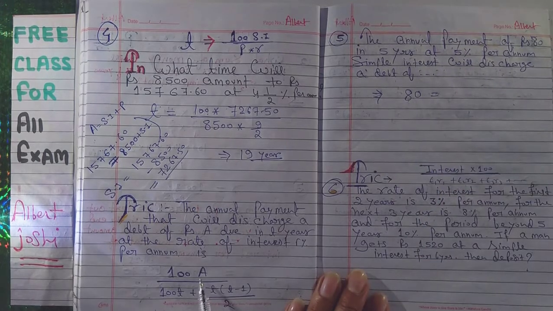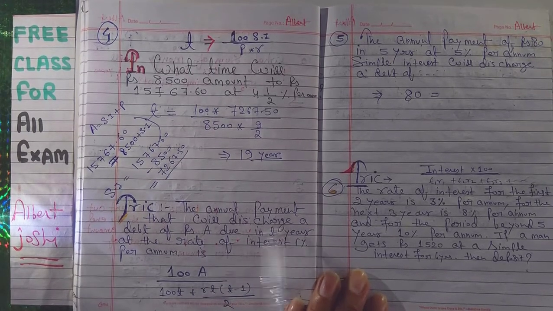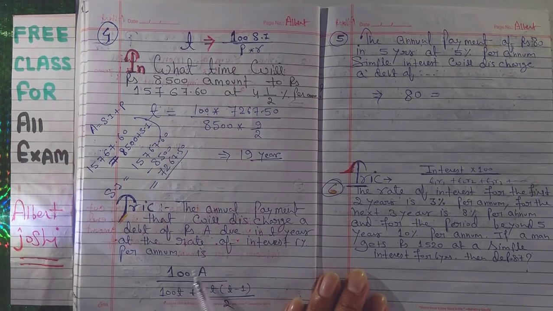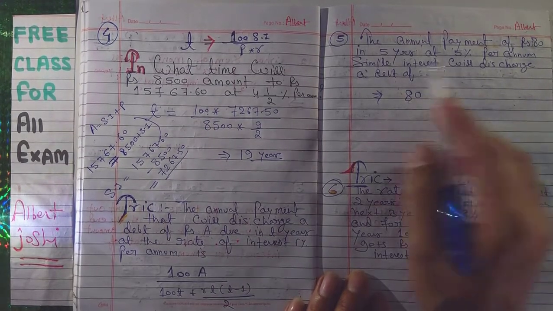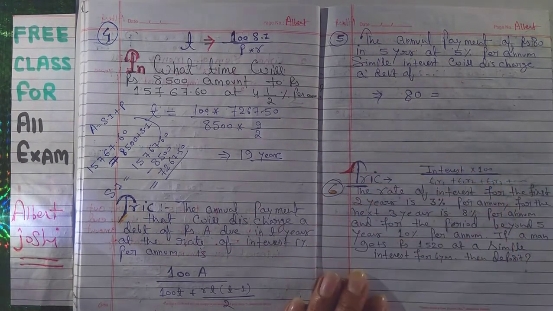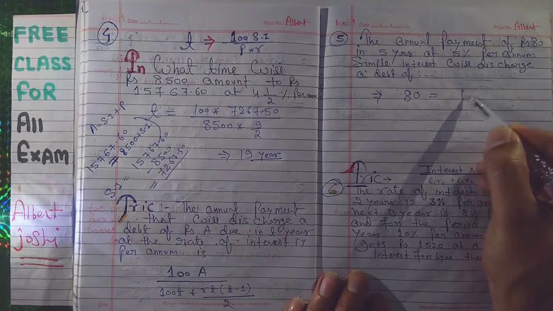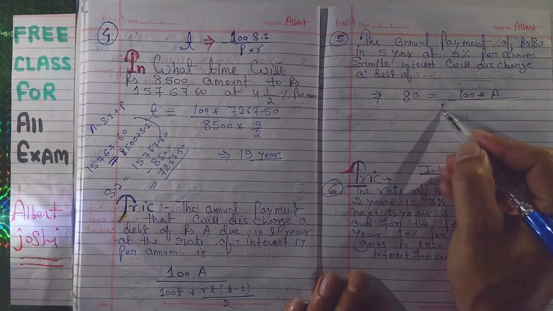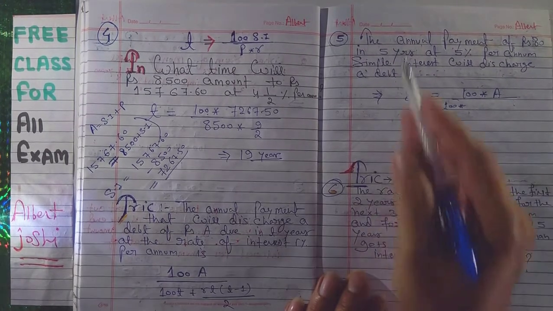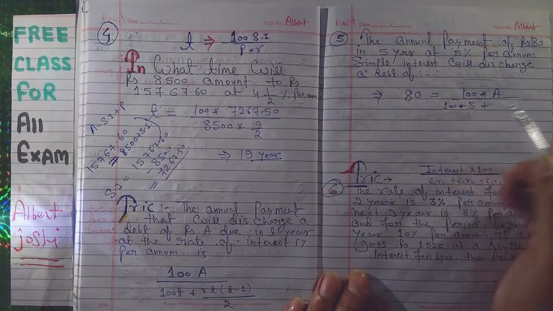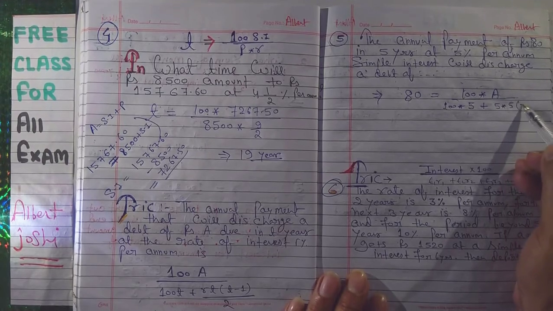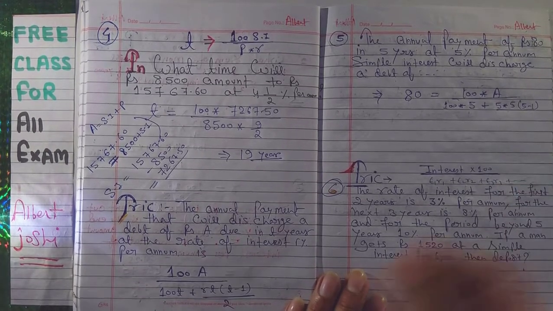But he is asking this A, the annual payment that will discharge a debt of rupees A. This is the money you have taken as debt. So he is asking what is your debt. So 100 into A upon 100 T. What is T? T is 5 years, plus what is R? R is 5. And T is 5, T is 5 minus 1 upon 2.